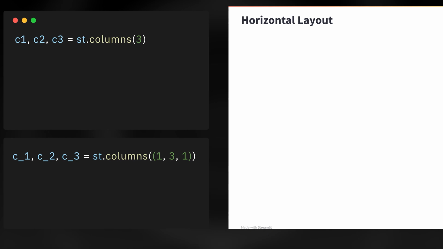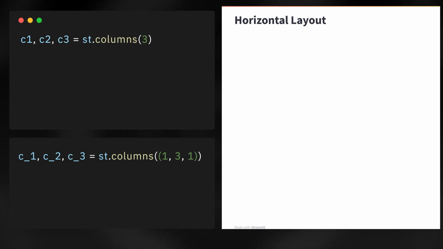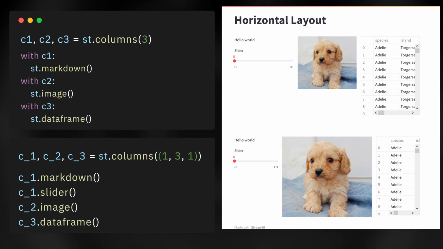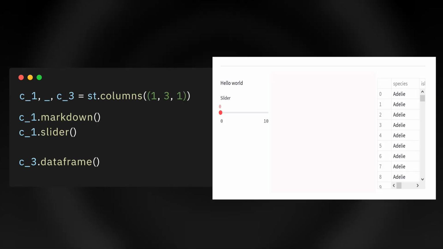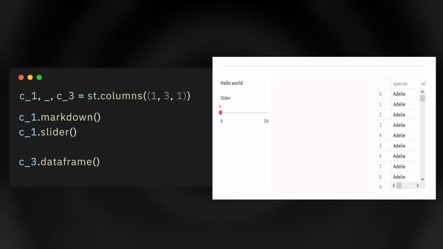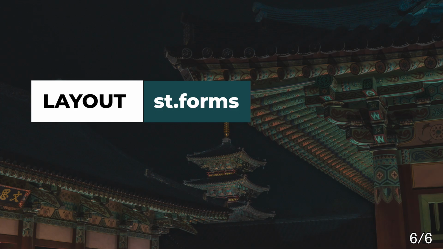Columns. Build a list of columns by specifying a number or a list of relative widths. Then add the widgets to the columns through the width notation or by calling them on the variable. You cannot nest columns, but you can create empty ones. Using the width notation is the only way to add external components to columns.